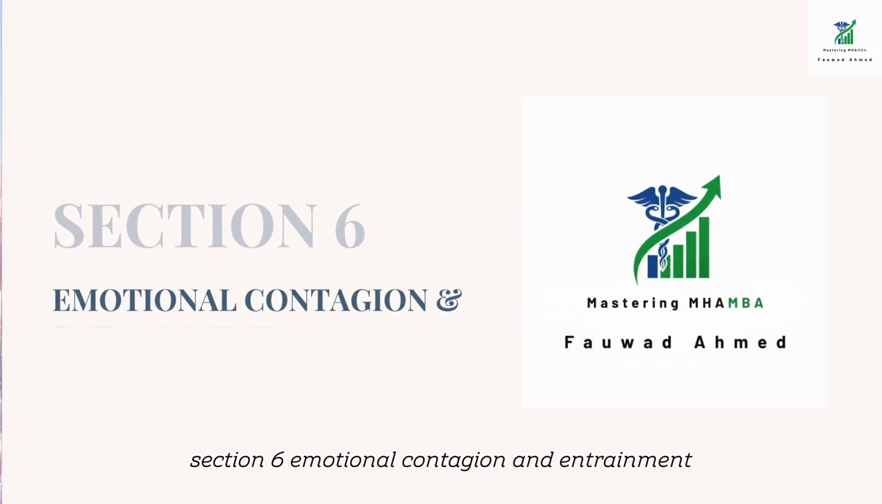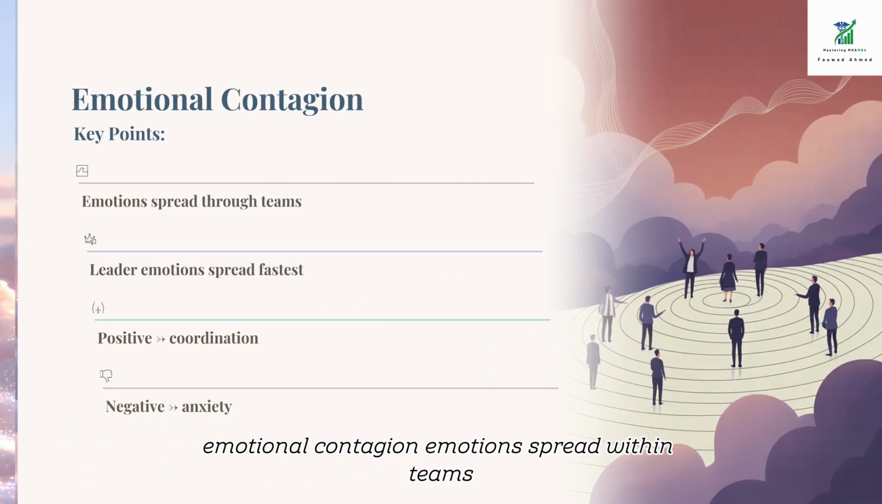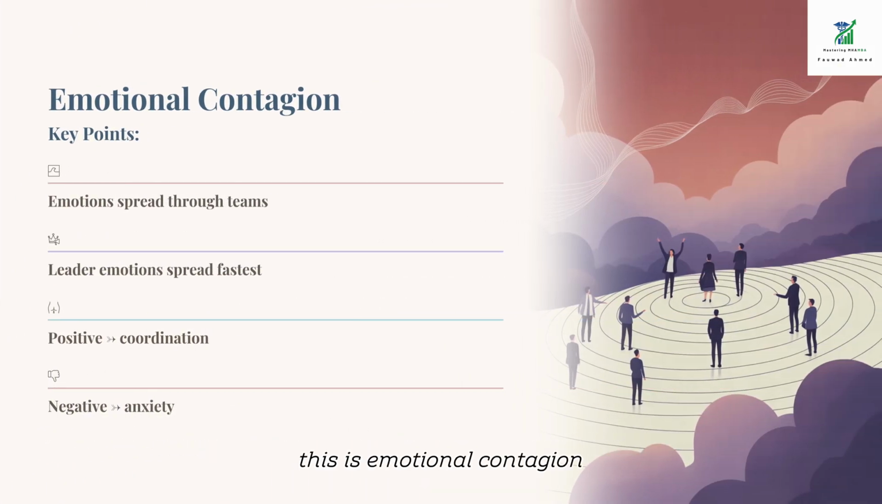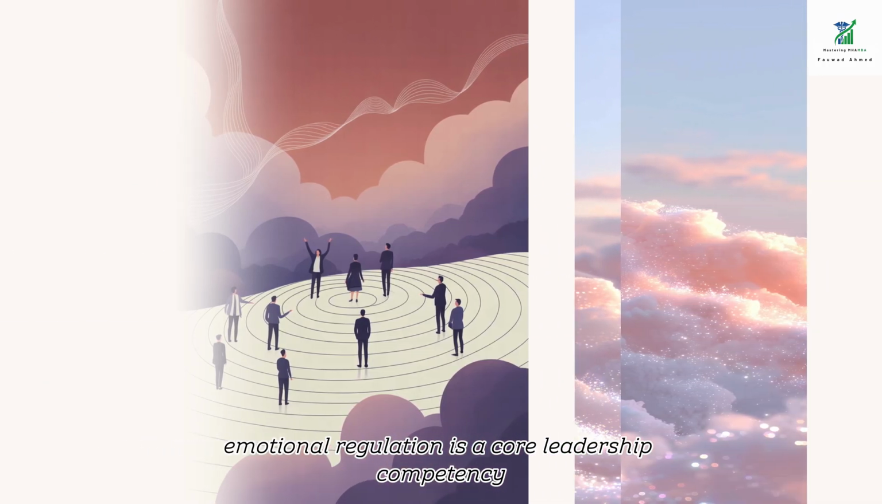Section 6. Emotional contagion and entrainment. Emotional contagion. Emotions spread within teams. This is emotional contagion. If one person becomes anxious, tension spreads. If one person radiates optimism, the whole team lifts. Leaders, in particular, trigger emotional cascades. This is why emotional regulation is a core leadership competency.